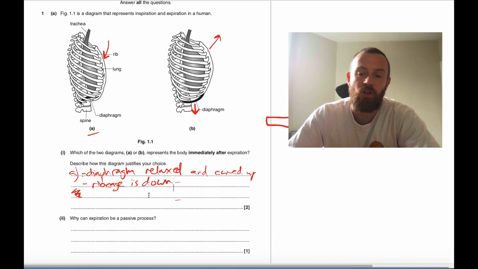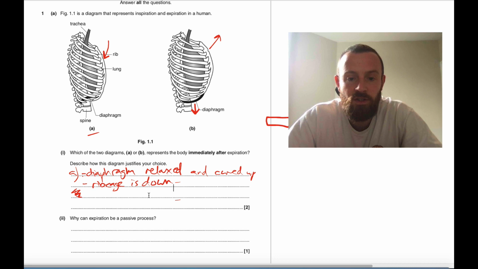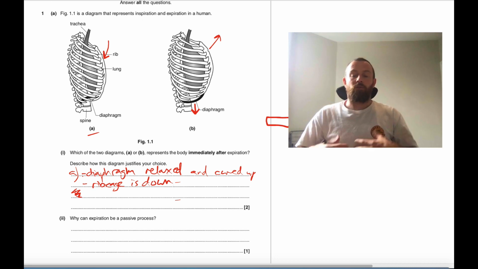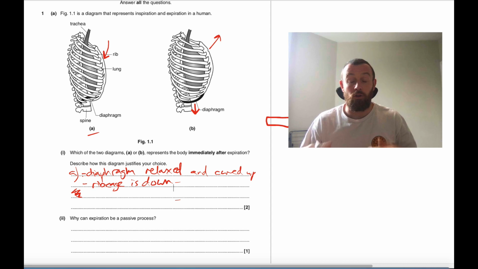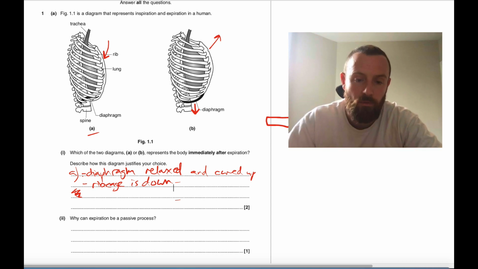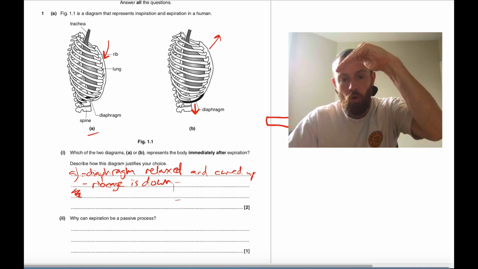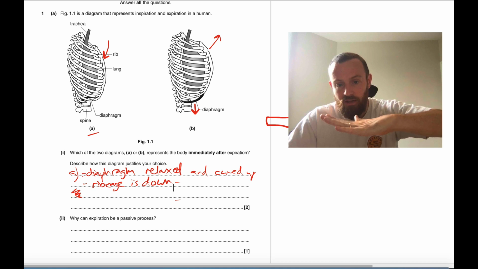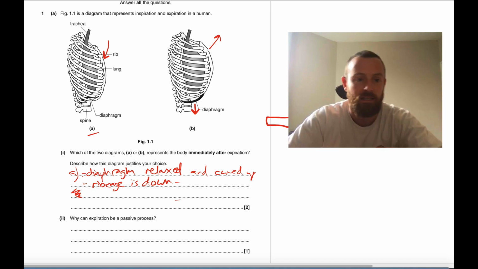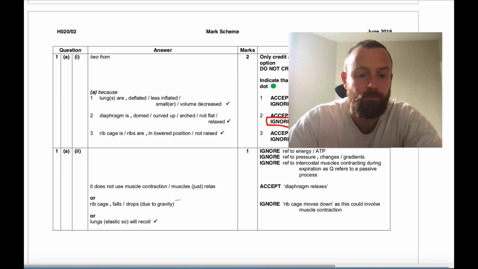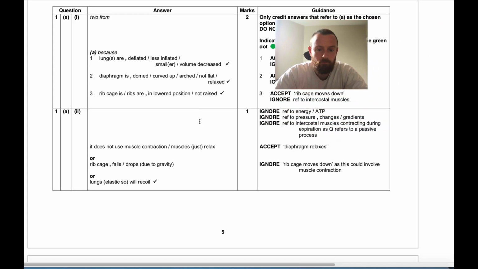Now, why can expiration be a passive process? There's two reasons. First of all, if you inhale and then you let your ribs fall, gravity can cause your ribs to fall. And second of all, there is an elastic recoil up with the diaphragm. So you have to actively contract to pull it down, and then it pulls up elastically. So let's just go straight to the mark scheme. And here it is. So here's the mark scheme for that question. It does not use muscle contraction. Muscles just relax. So the rib cage falls due to gravity, or the lungs elastically recoil.